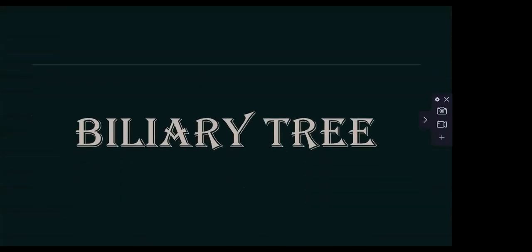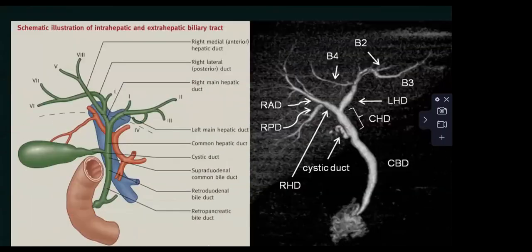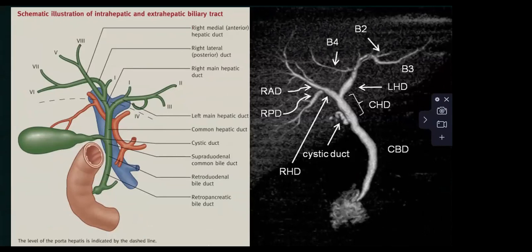Biliary system. First, we start with the anatomy of the biliary tree. This schematic illustration shows the intrahepatic and extrahepatic biliary tree.